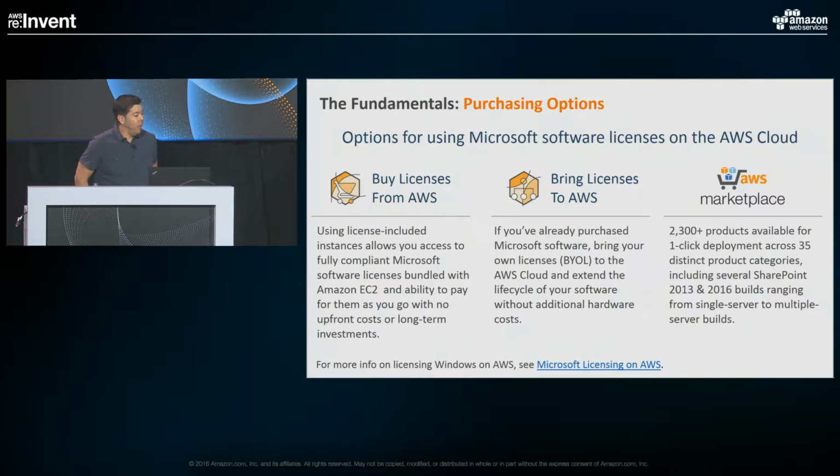Now, one of the last things we'll talk about in the fundamentals section is purchasing options. There are many options for you as a customer that leverages Microsoft that you can take advantage of within AWS. You can buy licenses from AWS, of course, by going with the license included option. That would be license included options in our Windows AMIs, as well as our SQL Server AMIs with Windows, and you basically pay for what you use. And there's no upfront costs or long-term investments in licensing that you have to make when you go with that option. But if you've already made an investment in licenses and you own quite a few Microsoft licenses and you want to take advantage of those, then you have the option as well to bring your own licenses to AWS and just extend the life cycle of your software without taking on any additional costs with regards to the licenses.